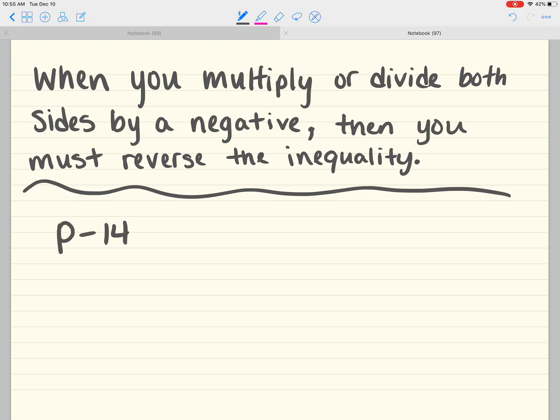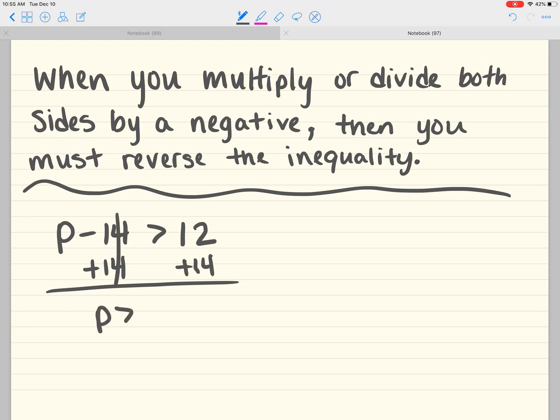We'll start with an easy one. If I solve these exactly like I would solve an equation, what would be the only step I would have to do here to get p by itself? Plus 14, right? Whatever's with the variable, we do the opposite. So if I add 14 to both sides, that would give me p is greater than what? 26.